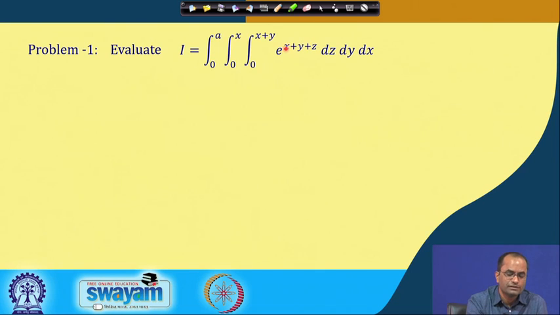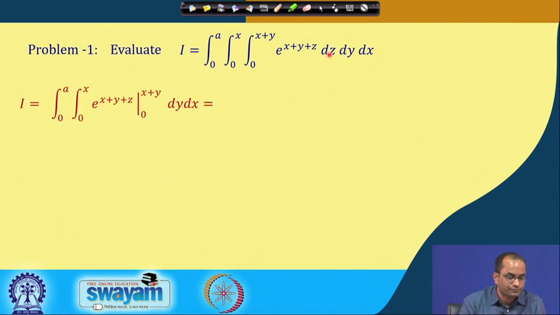the exponential function e power x plus y plus z, the very simple function, and we want to integrate with respect to z, y, and then x. So, the inner one is with respect to z, the limits 0 to x plus y, and for y the limits are given as 0 to x, and for x the limits are given as 0 to a. So, if you want to integrate this, first we need to integrate with respect to z.